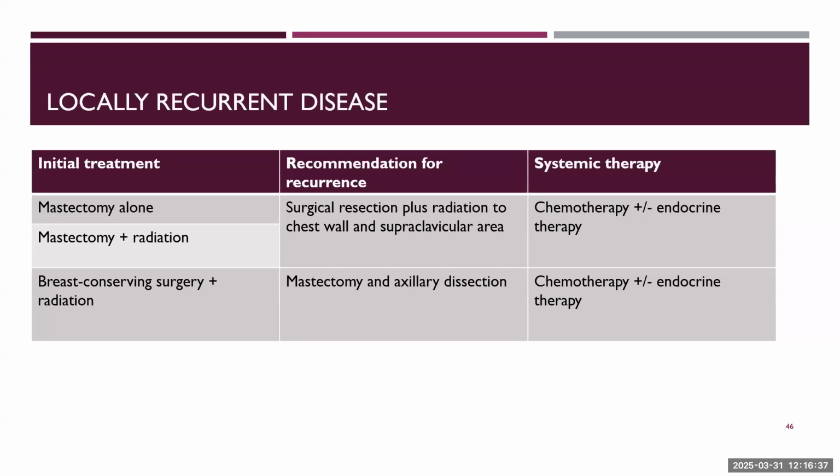If they undergo breast conserving surgery plus radiation as part of their initial treatment, the recommendation for recurrence is mastectomy and axillary dissection, followed by systemic therapy with chemotherapy plus or minus endocrine therapy.